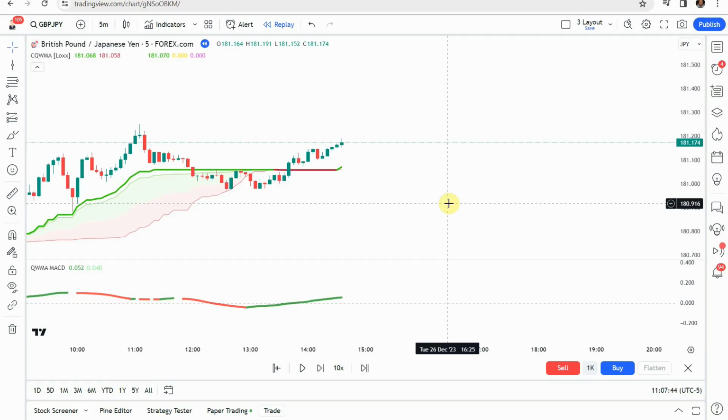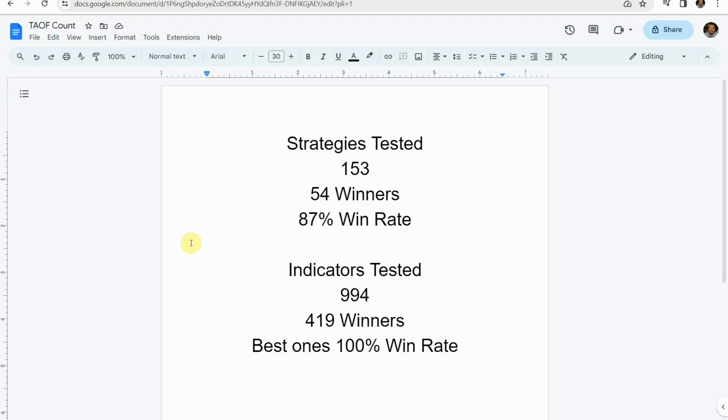Alright, as I said, today we will be testing a 5-minute scalping strategy. Before we do though, I wanted to put the testing scoreboard up for everyone to see. So to date, we have tested a total of 153 different strategies, with 54 of them being winners. The best one so far was able to achieve an 87% win rate. That is the Academy of Forex strategy with the Z-score probability indicator.